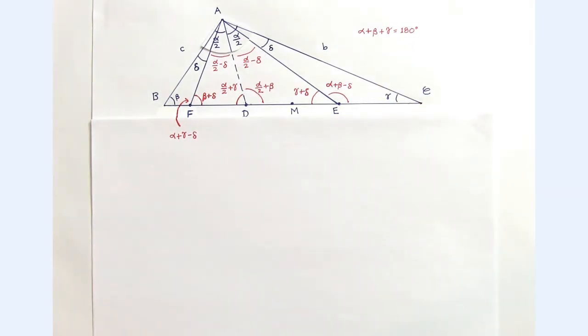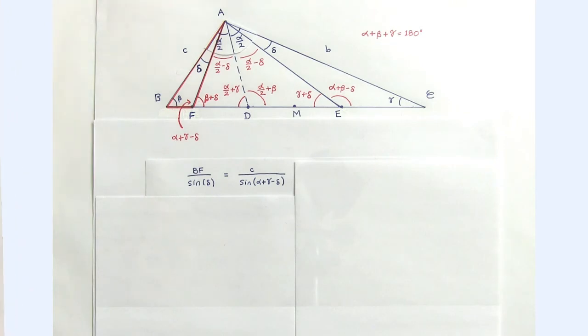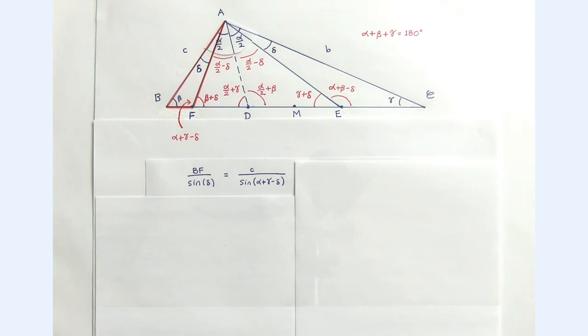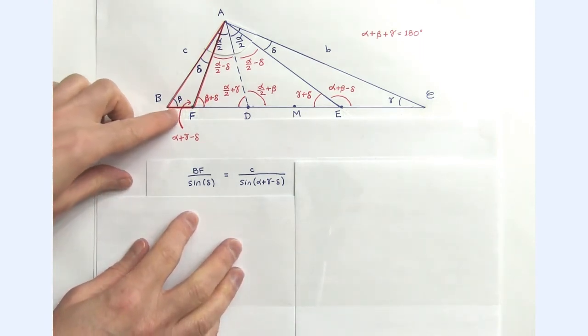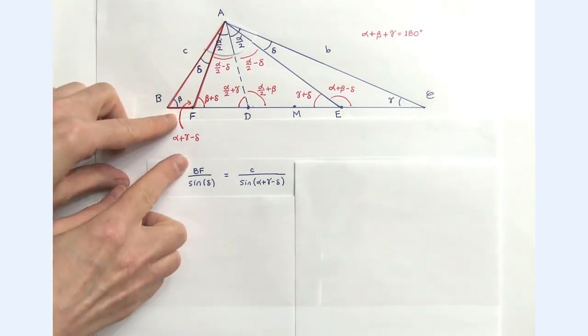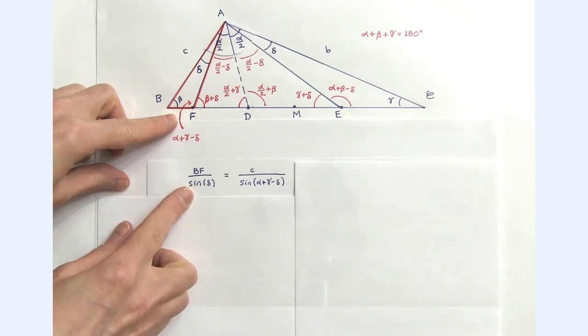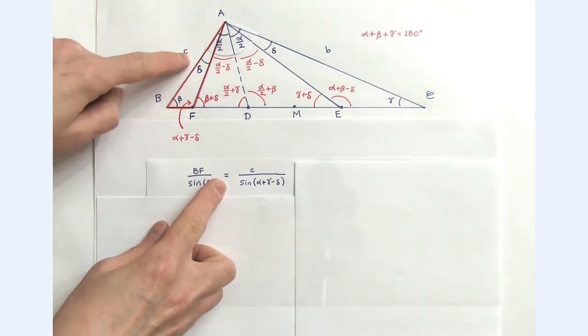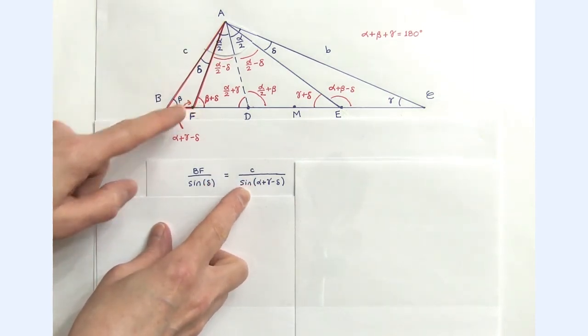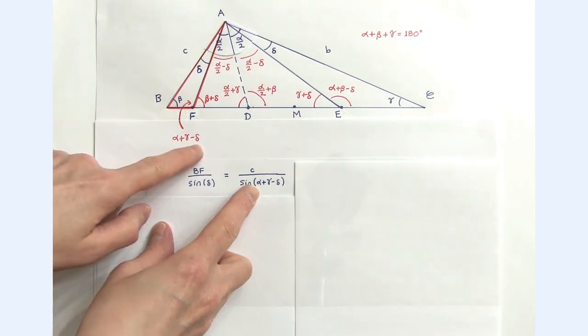And now that I've labeled all of the angles which I need to use, I'm ready to apply the law of sines to my 6 triangles, and I will do that like this. So for my first triangle, that's triangle ABF, I have that this side length BF, which is opposite delta, we get BF over the sine of delta is equal to this side, C, over the sine of this opposite angle, but this is alpha plus gamma minus delta.